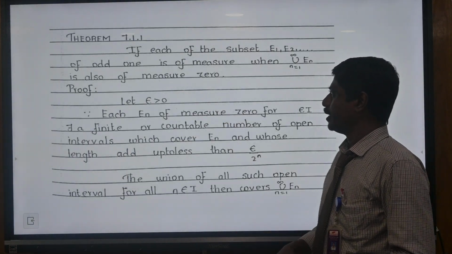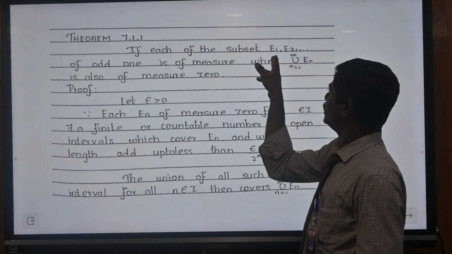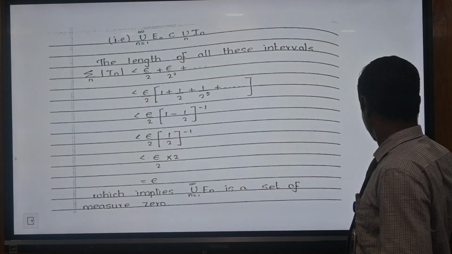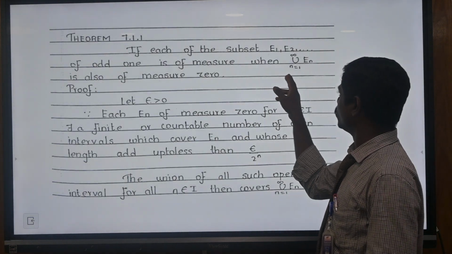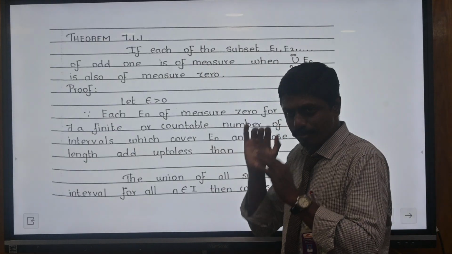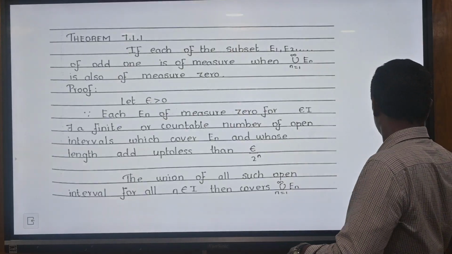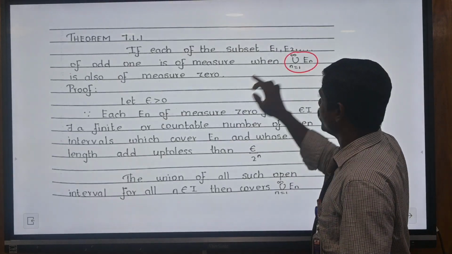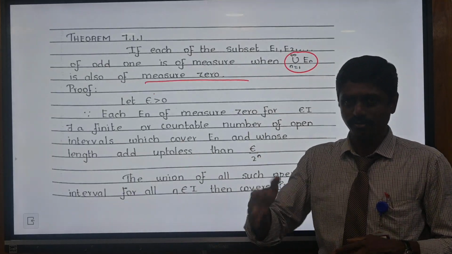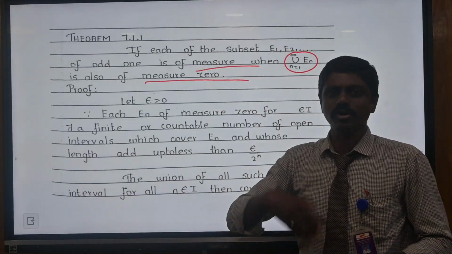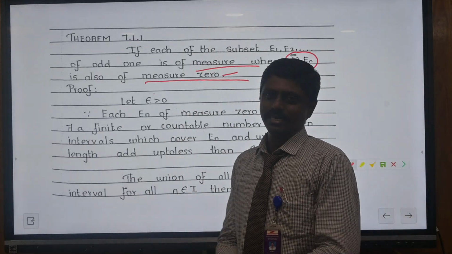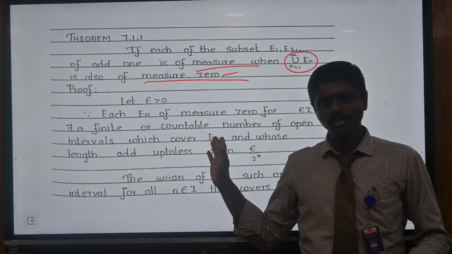Okay, I will just tell one theorem. If each of the subsets E1, E2, E3, and so on of R is of measure 0, then the union of all of them also has measure 0. This is important. So if you collect all the subsets E1, E2 and so on, each of measure 0, and take their union, the answer is also measure 0. This is the definition of measure 0 and also the theorem. Thank you.